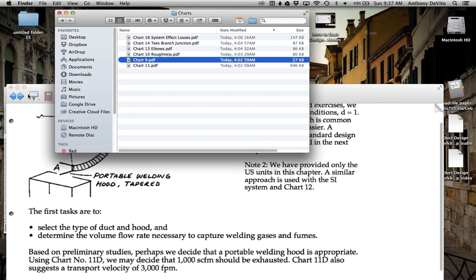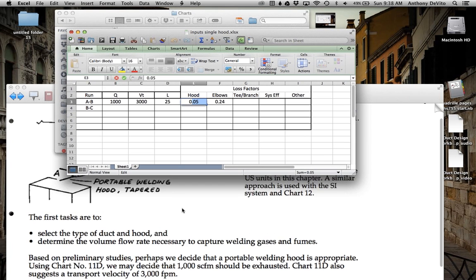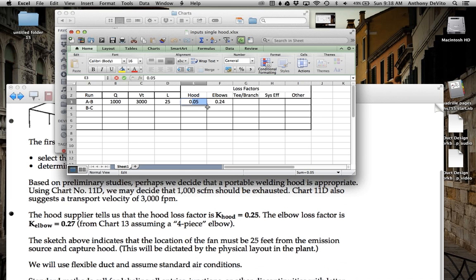So let's go back to that. Okay, we have 25 feet of flex duct. And this is just a chart where I'm summarizing the data that I have. The hood factor, I think, was 0.24 that they gave us. Let me get back to that. 0.25. And the elbows, there's a single elbow, and the loss factor for the elbow from that chart, or from what they give you, is 0.27.